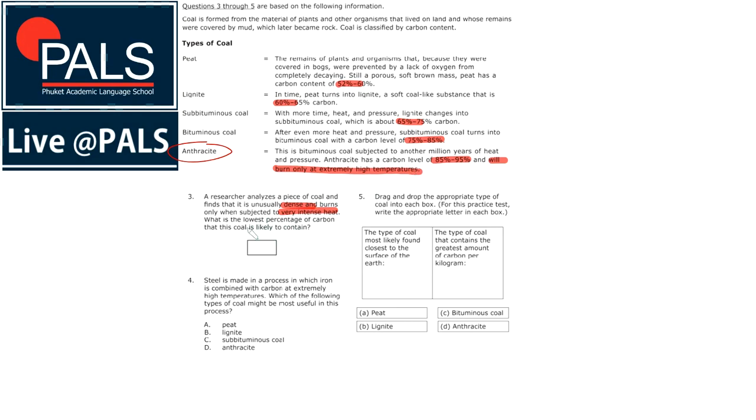And then we are asking for the lowest percentage of that specific type of coal. So it's 85 to 95. The lowest percentage here is 85. So that is the answer, 85%.